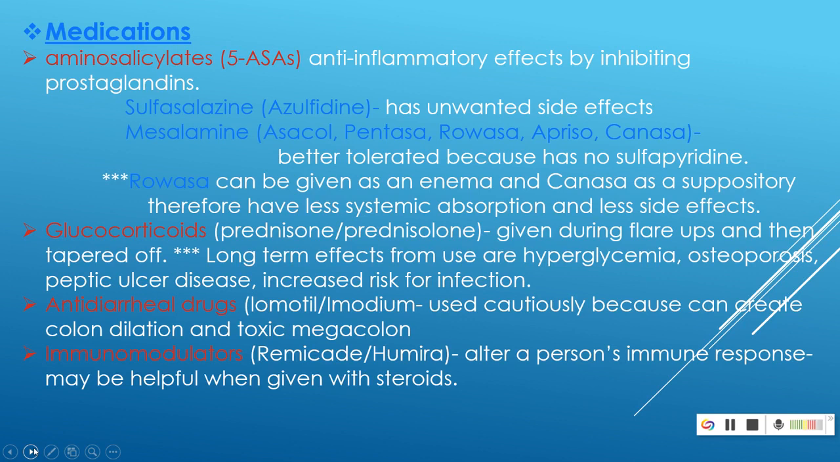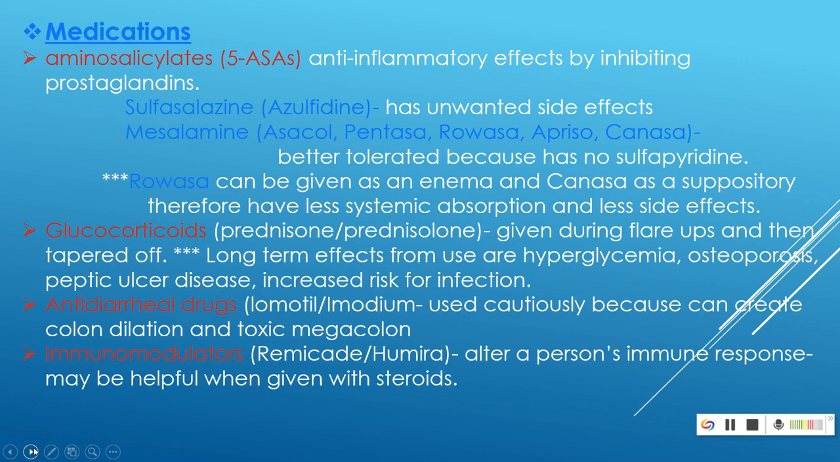We can give them glucocorticoids, right? Y'all know about these. They're anti-inflammatories. These are given during flare-ups and then tapered off. But you can have long-term effects from their use. If you have a lot of ulcerative colitis flare-ups over your lifetime, you could start having long-term use problems such as hyperglycemia, osteoporosis, and peptic ulcer disease. And again, you have increased risk for infection with these because we're altering your immune response.